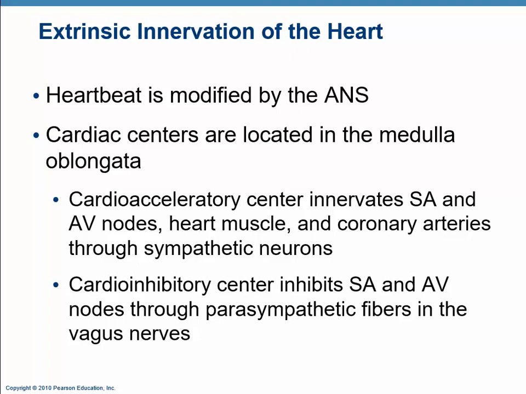So the heartbeat is modified by the autonomic nervous system, and it's controlled from the medulla oblongata. There are cardioacceleratory centers and cardioinhibitory centers. The acceleratory speed up the heart rate, and the inhibitory slows it down. Really what it does is innervate the SA node and the AV node, the acceleratory through sympathetic neurons, and the inhibitory through parasympathetic neurons, the vagus nerve.